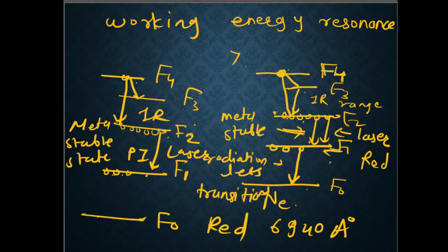Then whatever atoms come from F2 to F1 go to the ground state by giving up their remaining energy, 14 point something electron volts, and that energy is lost by the atoms from the F1 state to F0 by bombarding on the wall of the tube. So this whole thing happens here, and I hope everyone understands this.